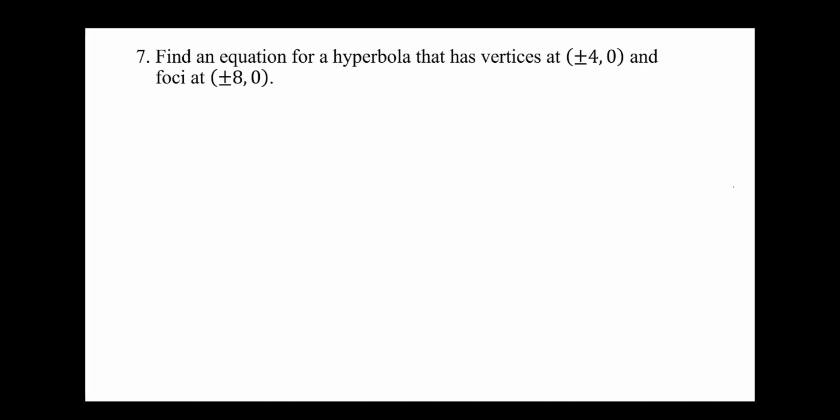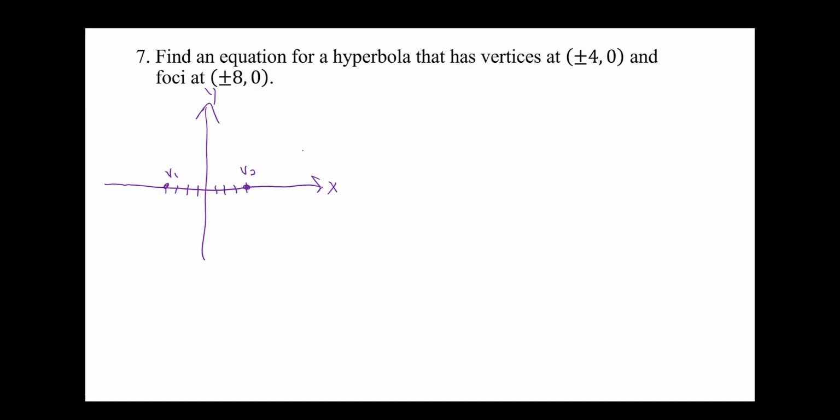Okay, we move on to an equation for a hyperbola. We're trying to get everything in here so you're good and ready for an exam. A hyperbola that has vertices. Again, let's sketch a picture and see what's going on here. So we have vertices at plus or minus 4, 0. So here I have a vertex, here I have a vertex. And we have foci at plus or minus 8, 0.